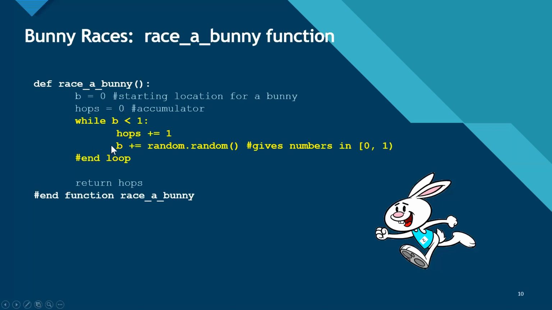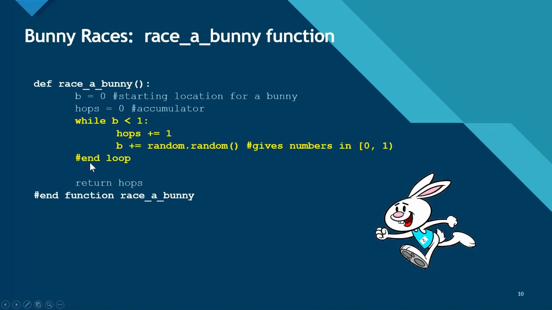And oh, lo and behold, a while loop. While bunny value or bunny location is less than 1, we're going to up our hops accumulator. And then also, this is the real thing that makes it work, or we'll have a dreaded infinite loop. We're going to use our random.random thing. Remember, random.random gives us a number in 0 to 1, inclusive of 0, exclusive of 1. And that's going to be adding to my B. So B, the little bunny, is going to go hop, hop, hop down the number line. Eventually, it will get larger than 1, which will end my loop.